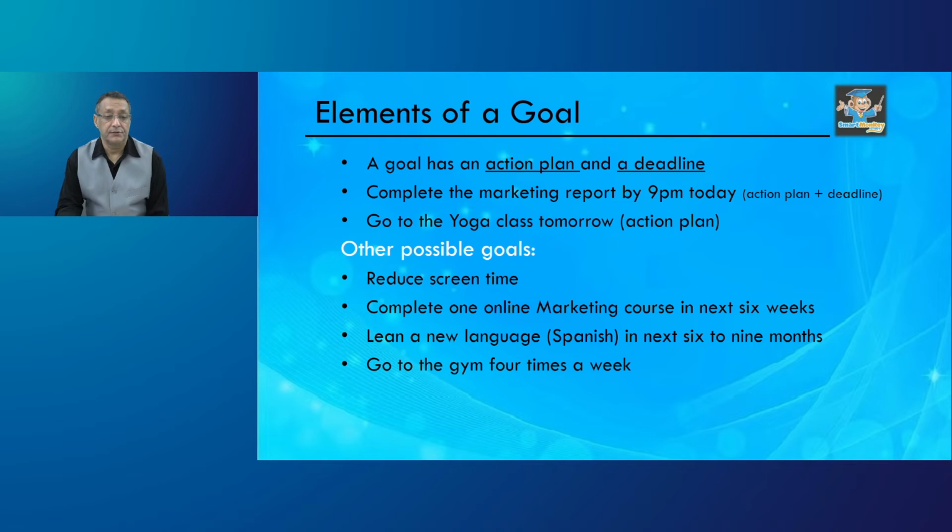Other possible goals: reduce screen time. Complete one online marketing course in the next 6 weeks. That's a goal. It has a deadline. Learn a new language, Spanish, in the next 6 to 9 months. Again, it has an action plan and there's a deadline. Or go to the gym 4 times a week. Now you can decide whether you go for 1 hour or half an hour or longer. That's up to you. But still, it has an action plan and a deadline.